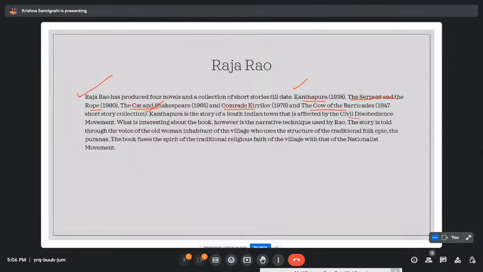What is interesting about the book, however, is the narrative technique used by Rao. In our detailed description of yesterday's sessions, we have tried to talk about the characters and the ideas which are reflected in this particular novel. So the story is told through the voice of an old woman inhabitant of the village who uses the structure of traditional folk epic, the Puranas. The book fuses the spirit of traditional religious faith of the village with that of the nationalistic movement.